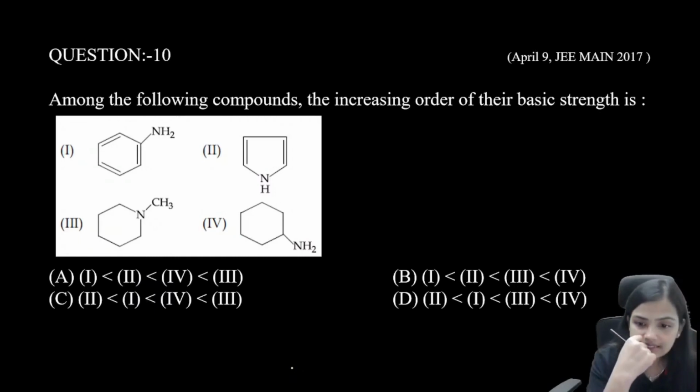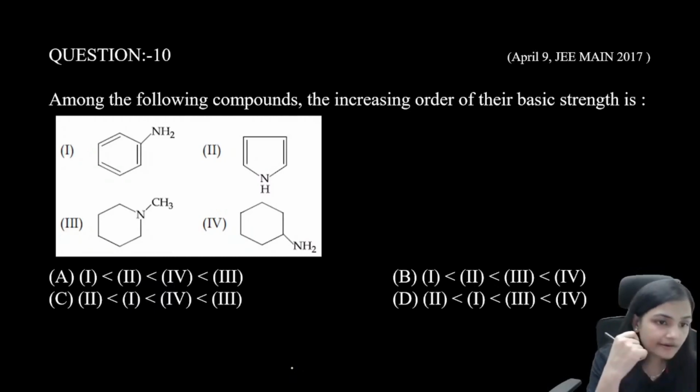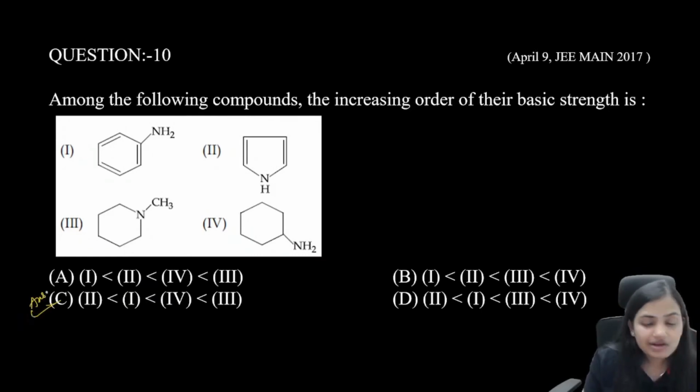B or C? We have the nitrogen atom. Very good. Agree. The right answer is option number C. Why is the right answer option number C?